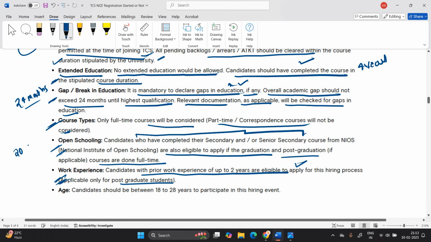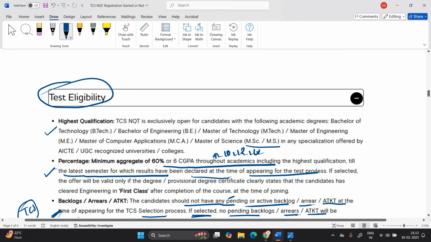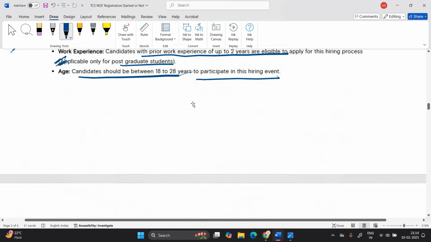Suppose you are from the freshers batch 2025, so if they mention batch of 2025, you can apply. And work experience is only eligible for postgraduate. Candidates should be between 18 to 28 years to participate in the hiring event. This is the detailed eligibility criteria, and they have a very robust selection process. If they change the eligibility criteria, when the registration will be open depends totally on them. Okay, so at the time of registration we will discuss the eligibility criteria again.